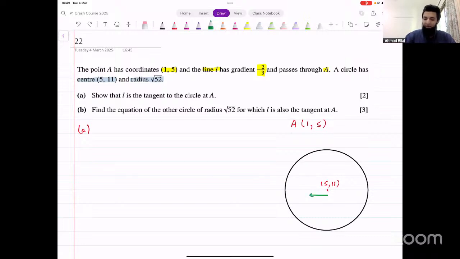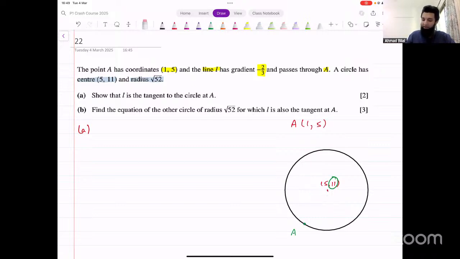Then vertically, the y coordinate is 5 for the point A. For the center, the y coordinate is 11. 11 is a bigger number as compared to 5. So 11 should be above 5. So A has to be below the center. So point A has to be to the left side and also below. That means we can mark the point A somewhere on the left side and on the lower side. The point A might be somewhere around here.